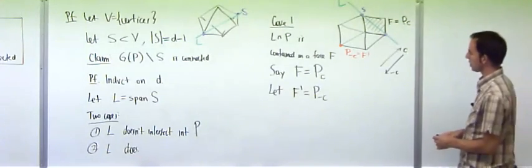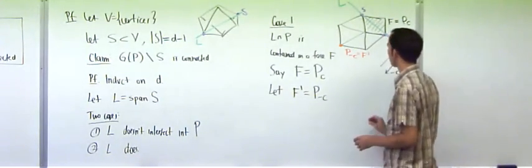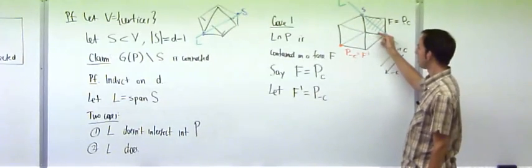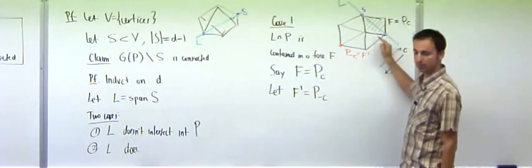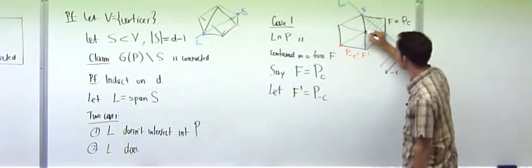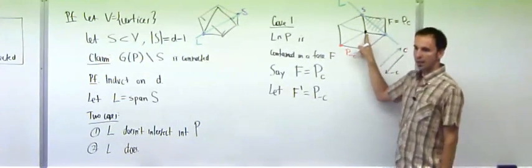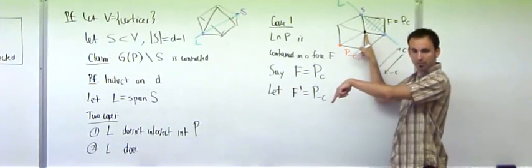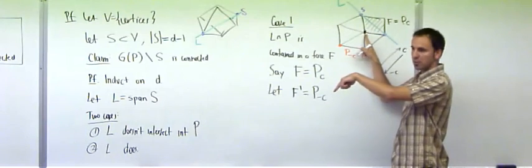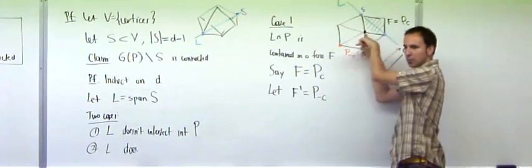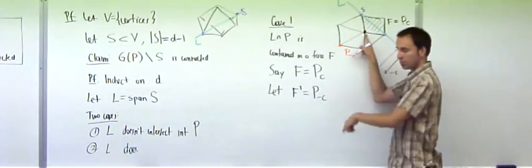What I want to argue is pretty simple. Look at any vertex of the polytope that is not in S. Let's say this one. And remember what happens when we did linear programming in this direction. We had this algorithm that told us how to start from any vertex and walk to the optimal vertex in the direction minus C.